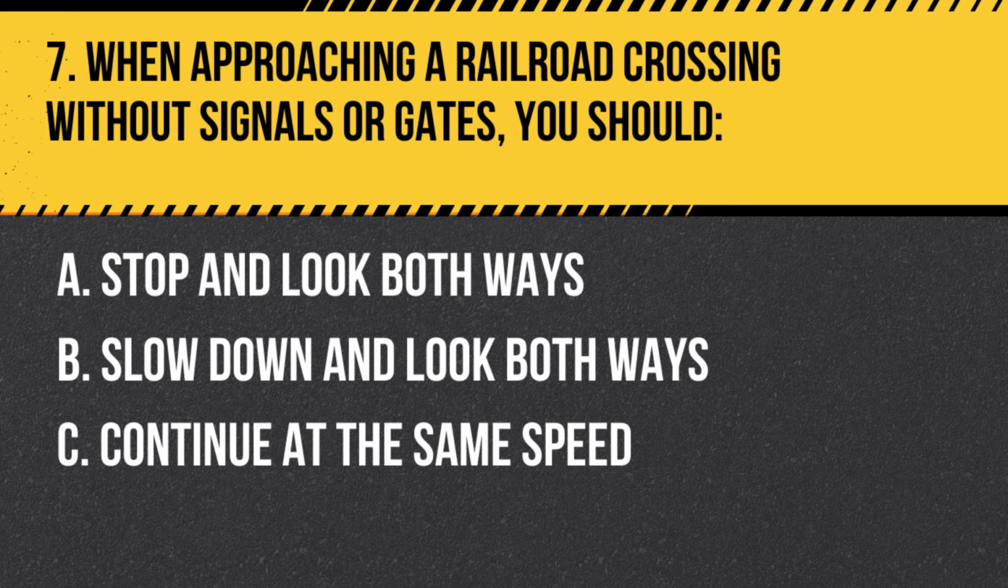Question 7. When approaching a railroad crossing without signals or gates, you should A. Stop and look both ways. B. Slow down and look both ways. C. Continue at the same speed. Answer. B. Slow down and look both ways. Slow down, look both ways, and listen for trains before crossing railroad tracks without signals or gates.